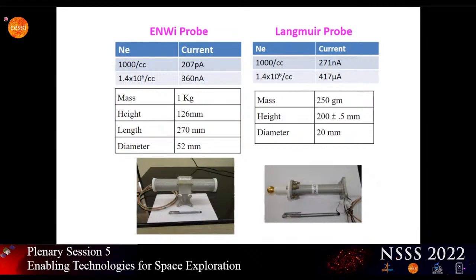The mass of NV is 1 kg, while the mass of Langmuir probe is around 250 grams, which is very less. But of course, then comes the electronics. Total will be close to around 1 kg kind of thing for LP.